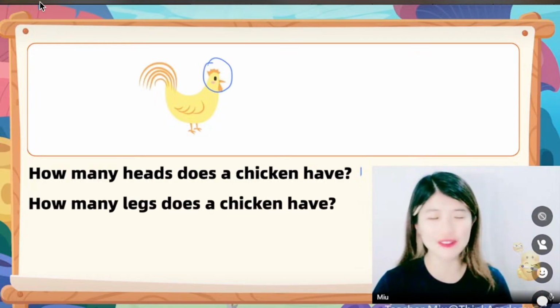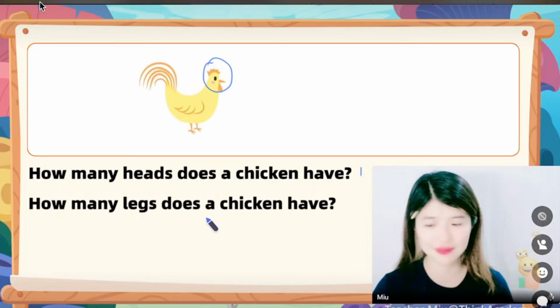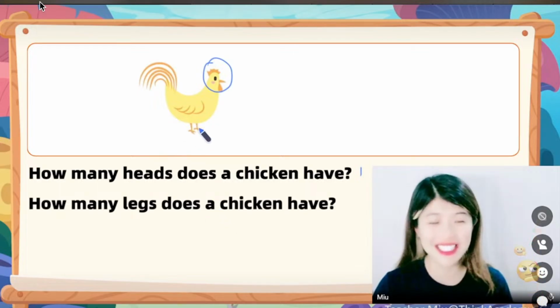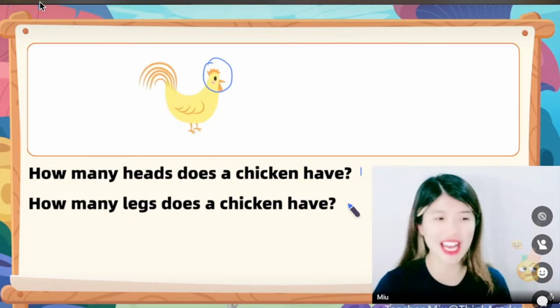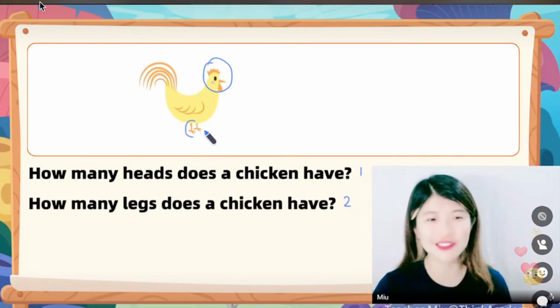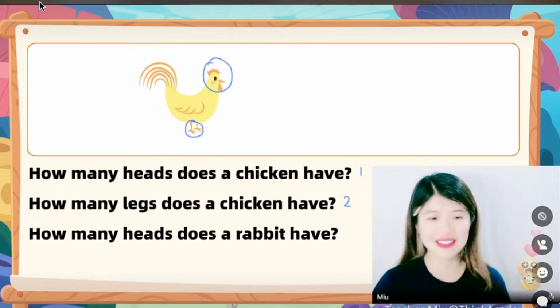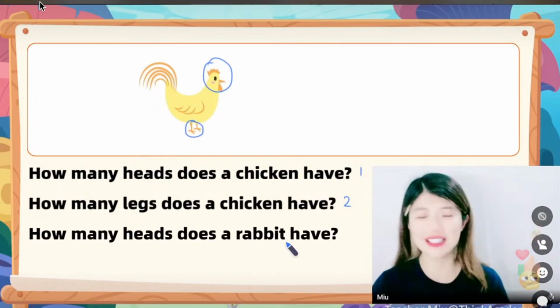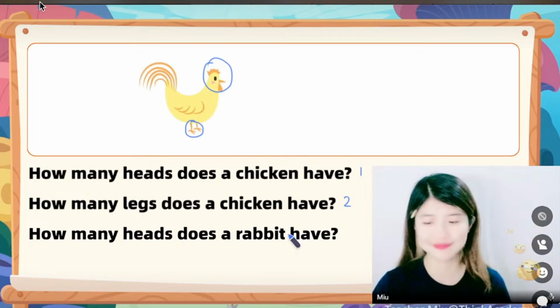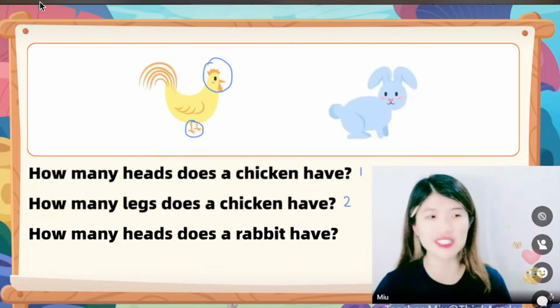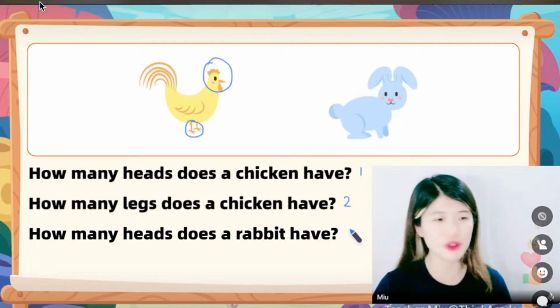But then question 2 is, how many legs does a chicken have? Well done. These are legs. So 1 chicken has 2 legs. All right, thank you, dear. And continue. What about rabbits? How many heads does a rabbit have? Seriously, a rabbit has 2 heads? No way. Okay, I'll show you. This is a rabbit. And a rabbit is supposed to have 1 head.